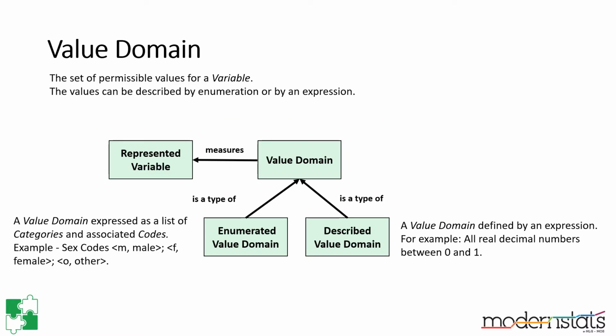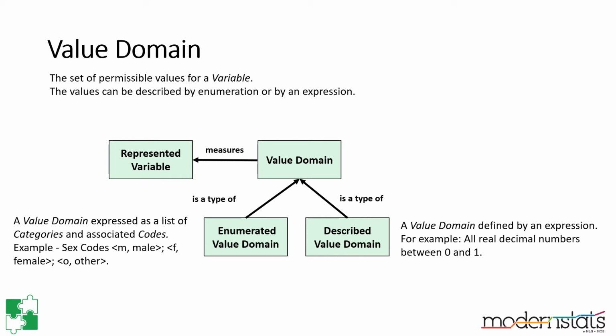This shows the value domain, and the value domain is a set of permissible values for a variable. And the values can be described by enumeration or by an expression. The value domain is always a type, it's either enumerated or described. A value domain expressed as a list of categories and codes, like the example, M is male and F is female and O is other, is an enumerated value domain. And Mikko will tell you more about enumerated value domains later.